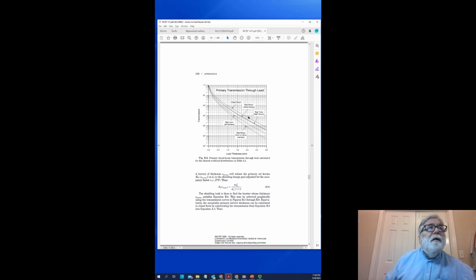That's 5 times 10 to the minus 4, right? So that's the value. I would say that's 2.15 millimeters of lead. Does that look right to you? Okay. Now, X pre. So we have, that's our total X.